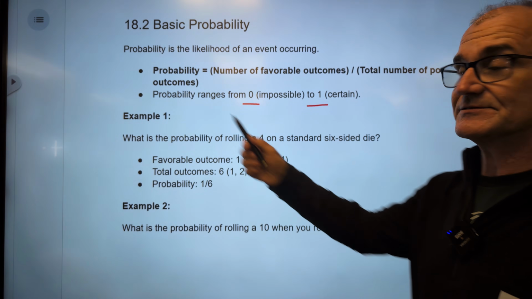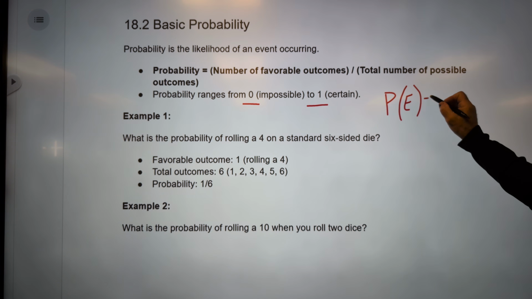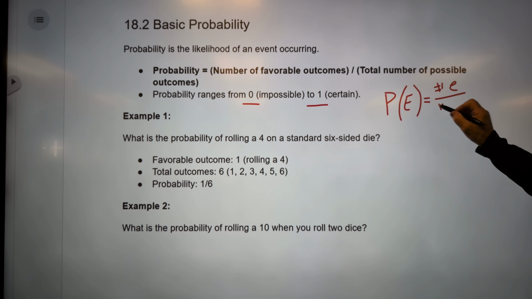Probability is always a fraction. So the probability of any event is equal to the number in the event over the number in the sample space.